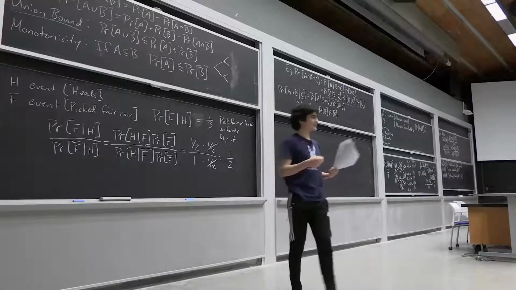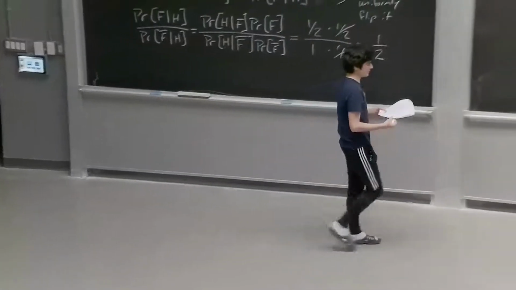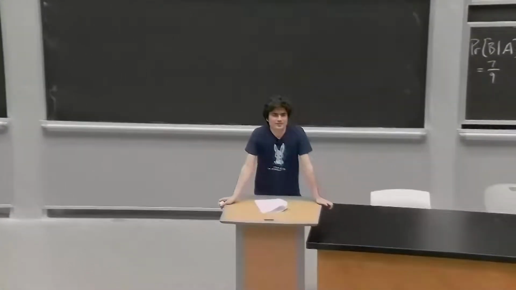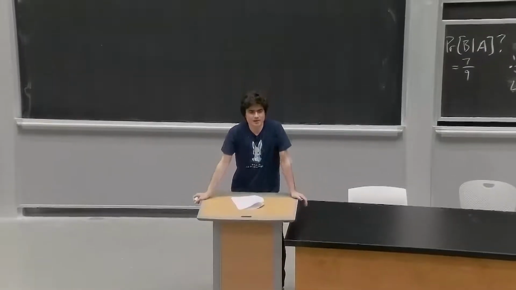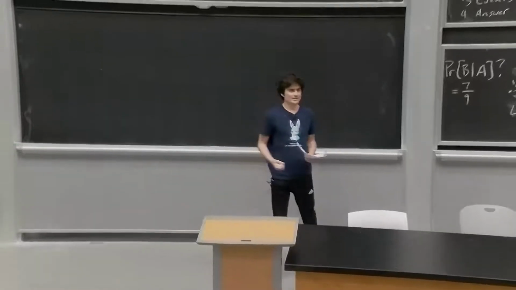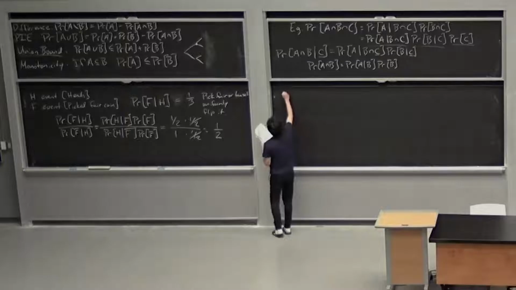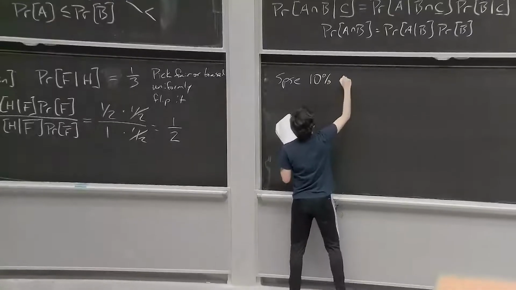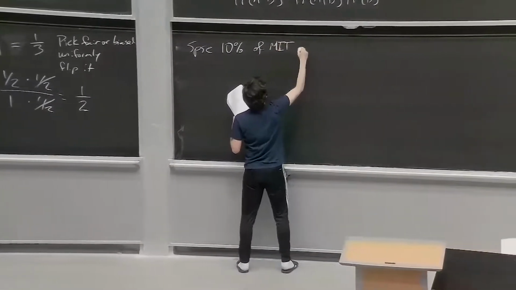So in the next couple of examples, we're going to see some rather counterintuitive behavior that arises from Bayes' rule. Just as we were discussing last time, you kind of want to throw away intuitive reasoning and just go with the numbers. Okay. So suppose 10% of MIT has COVID.